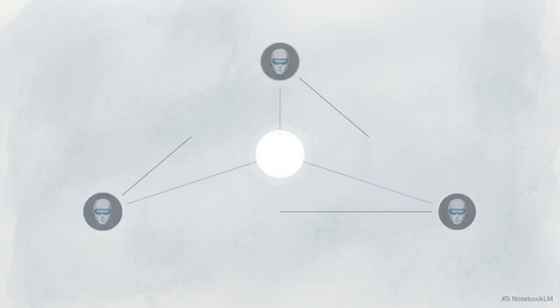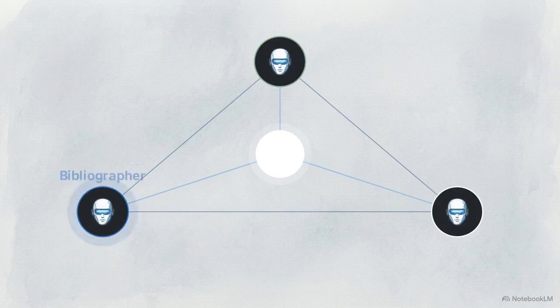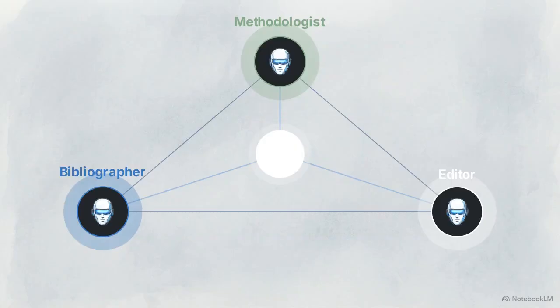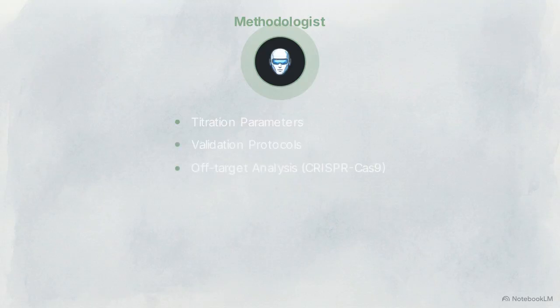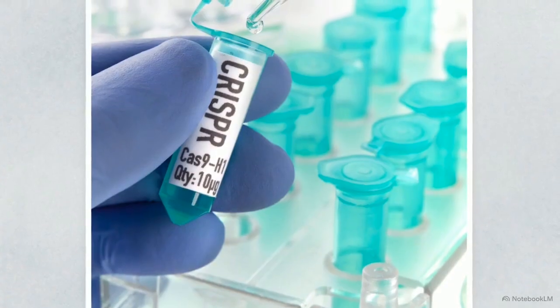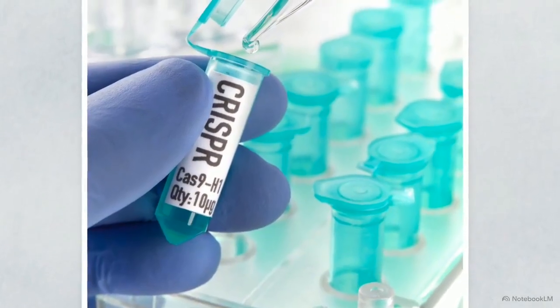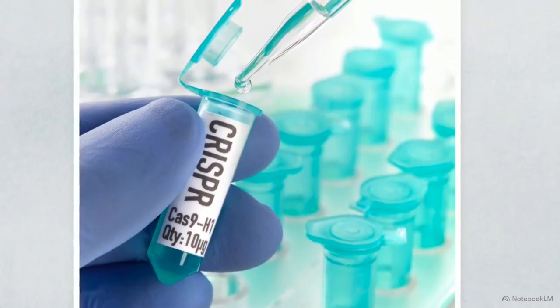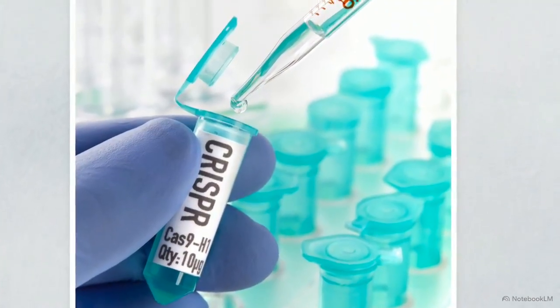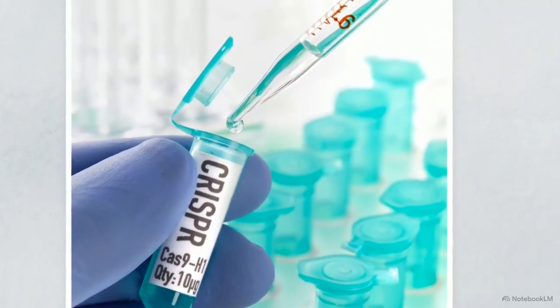The prompt immediately splits into the Grok-powered multi-agent swarm, activating 3 highly specialized nodes: the bibliographer, the methodologist, and the editor. The methodologist node analyzes the raw input data to construct highly structured experimental lab steps. If the input involves a complex physical protocol, like off-target analysis for gene editing in this CRISPR tube, the methodologist organizes exact titration parameters and validation steps.